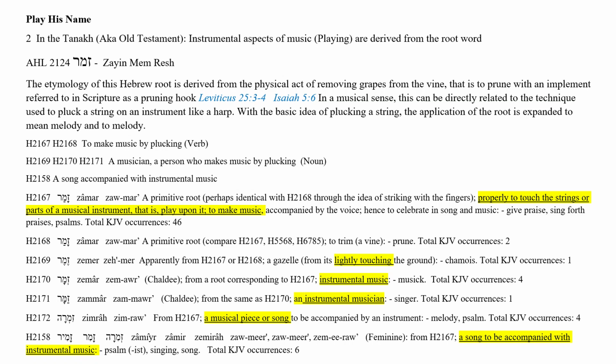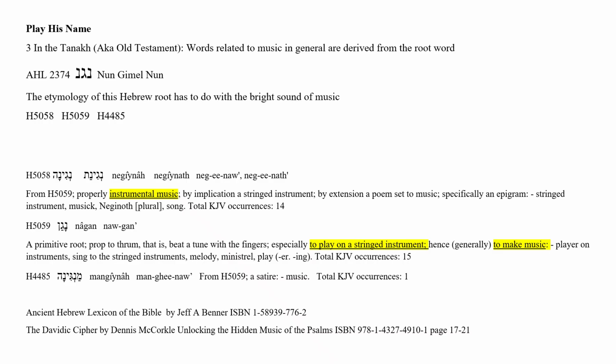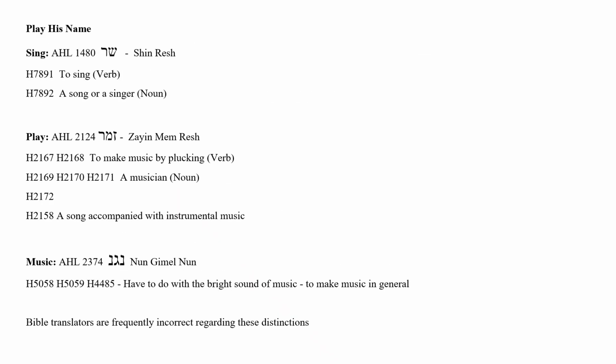With the basic idea of plucking a string, the application of the root is expanded to mean melody and to melody. In the Tanakh, words related to music in general are derived from the root word nun gimel nun. The etymology of this Hebrew root has to do with the bright sound of music. So to sing, root word shin resh. To play, root word zayin mem resh. And music, root word nun gimel nun. Bible translators are frequently incorrect regarding these distinctions.